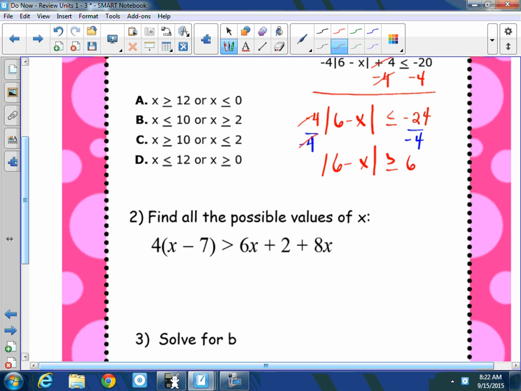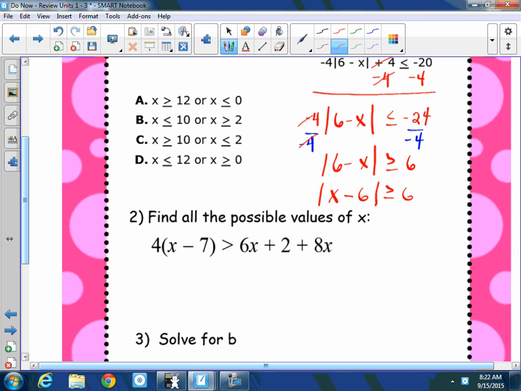So if you remember from the flip video, that negative, we're going to give it to the 6 because it really doesn't matter because it's absolute value. So whatever I get out of there, it's always going to be what? Positive. Absolute value is the distance between that number and 0, so it's always going to be positive. And then that's going to be greater than or equal to 6.